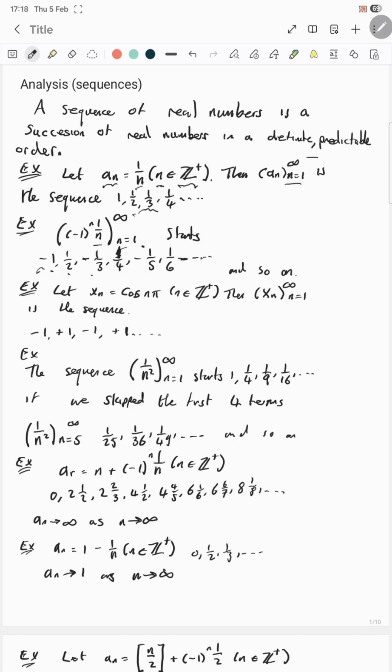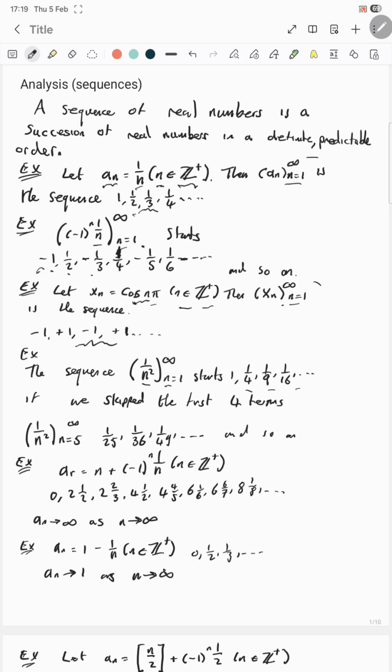And an example does not necessarily have to be numbers. They could be trigonometric functions, like x_n = cos(nπ), where n is again in the positive integers. Then we let (x_n) from n = 1 to infinity, and this is the sequence -1, 1, -1, and so on. Now the sequence of 1/n² as n = 1 to infinity is 1, 1/4, 1/9, or just 1 over square numbers.